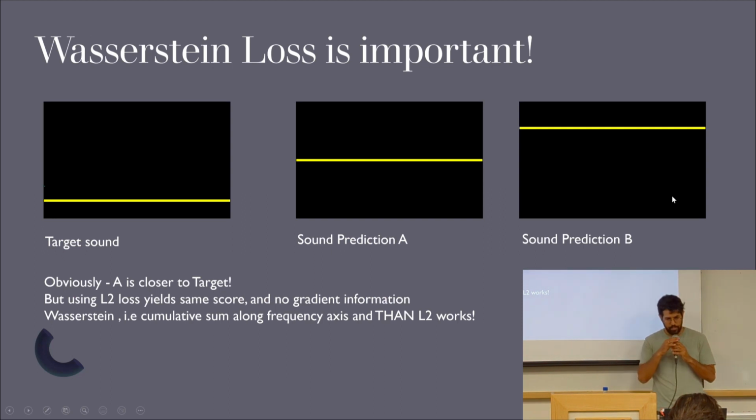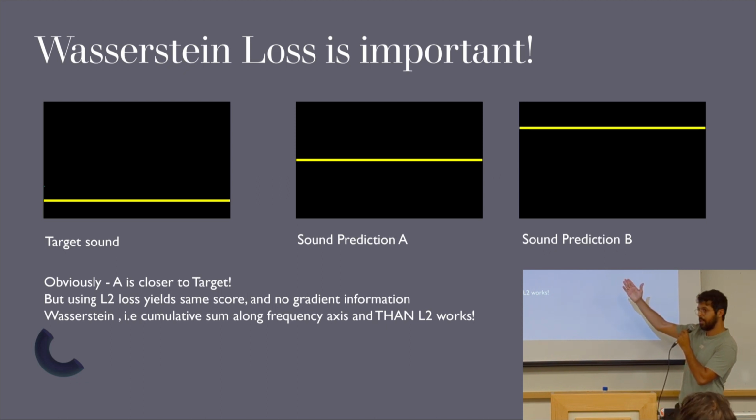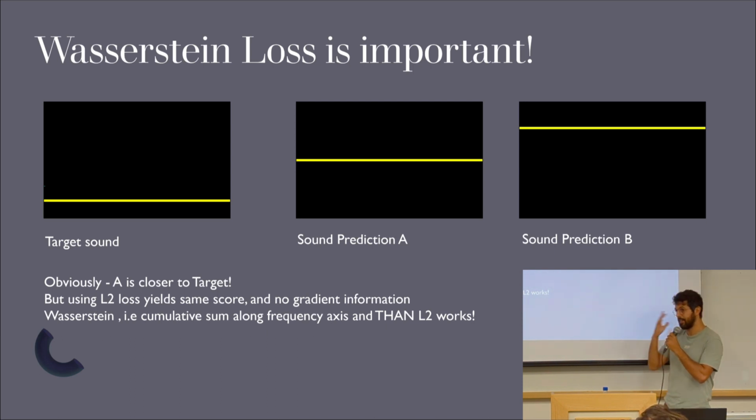Why do we need Wasserstein loss? Think about the target sound and the sound predictions A and B. A is closer to the target than B. But if you just do L2 between A and the target and between B and the target, you get the same result. We just take the difference, we get the same, and we don't have any gradient information to follow. It's the same.